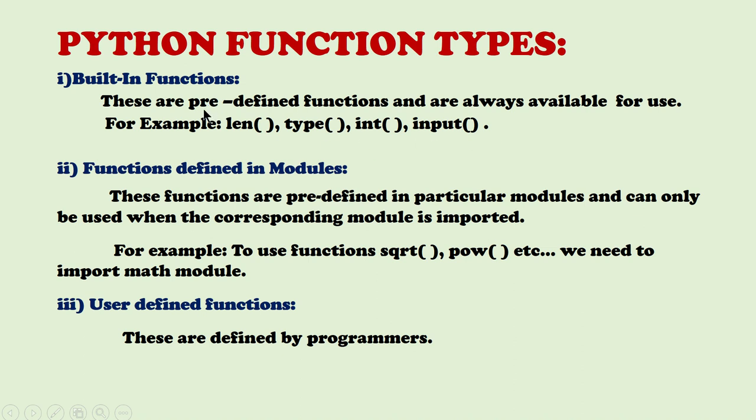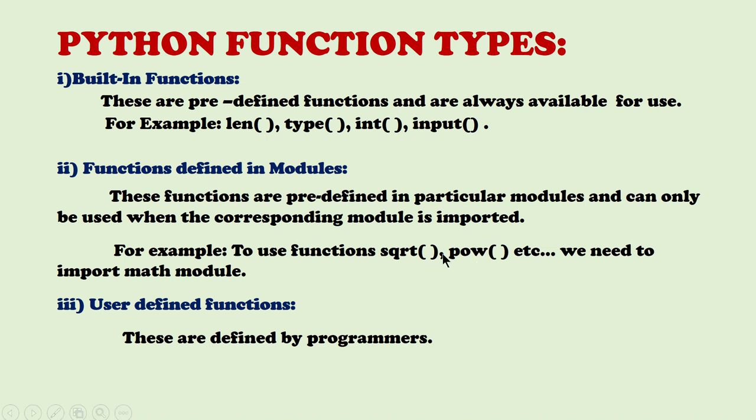The functions which are predefined and always available without importing any module are called built-in functions. The second type of functions are functions defined in modules. These are the functions predefined in particular modules and can only be used when the corresponding module is imported. We have already discussed some of these functions, that is sqrt, pow, etc.